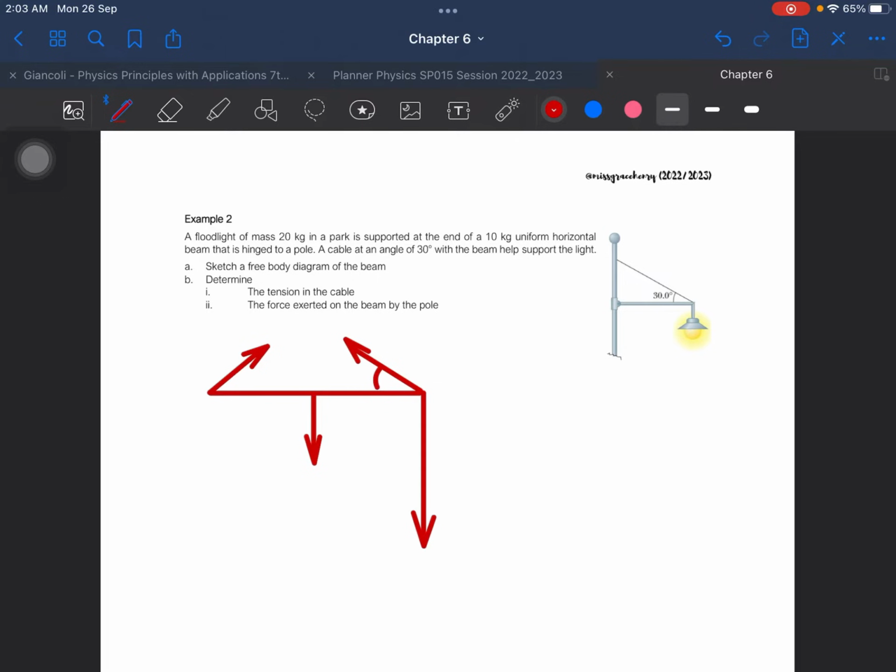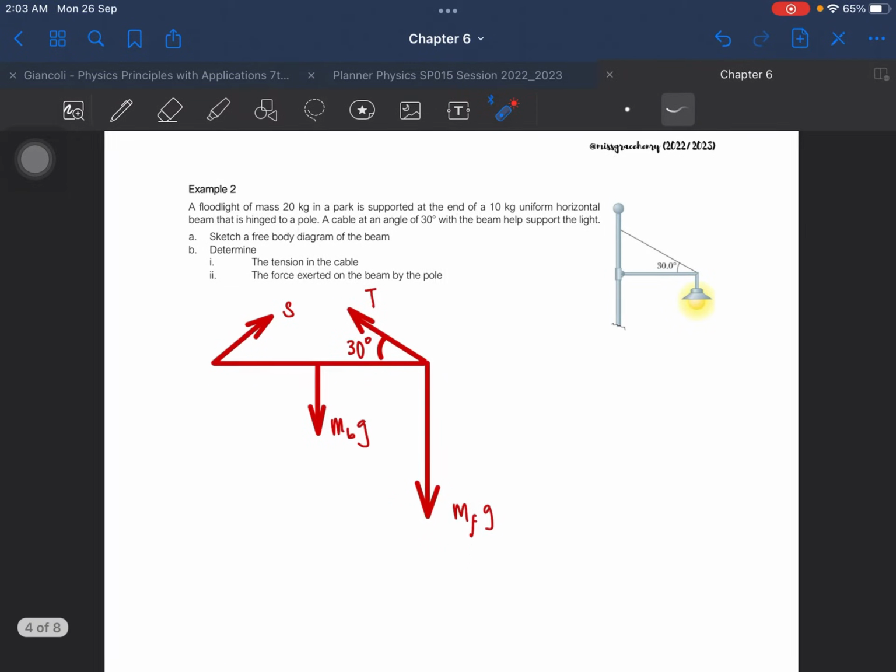So let's just label them. This is 30 degrees, this is the tension, this is the floodlight, and this is the beam weight, and lastly we have the shear force. Okay, so for the shear force, we do not know anything about the angle, so later you will see how to answer it.